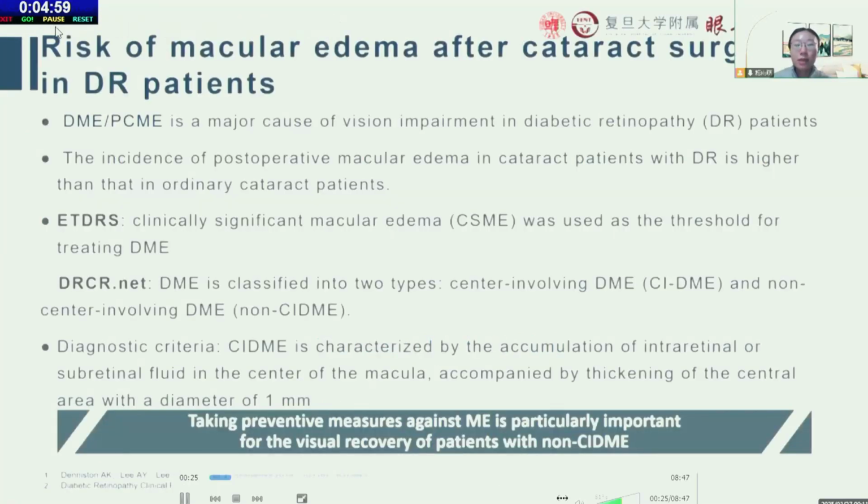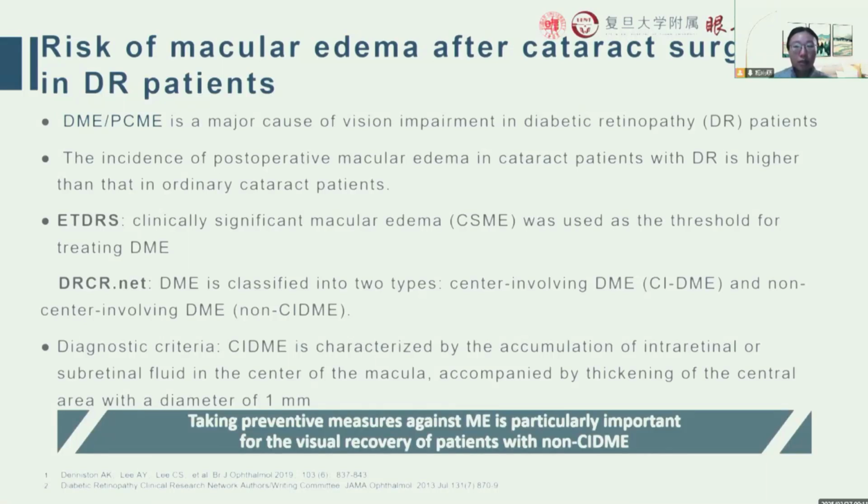We know that macular edema is a common cause of vision loss after cataract surgery, and in diabetic patients, the risk of developing post-operative macular edema, whether DME or PCME, is significantly increased. This risk is especially higher in patients with diabetic retinopathy, which is DR, where the incidence of post-operative edema is even greater.